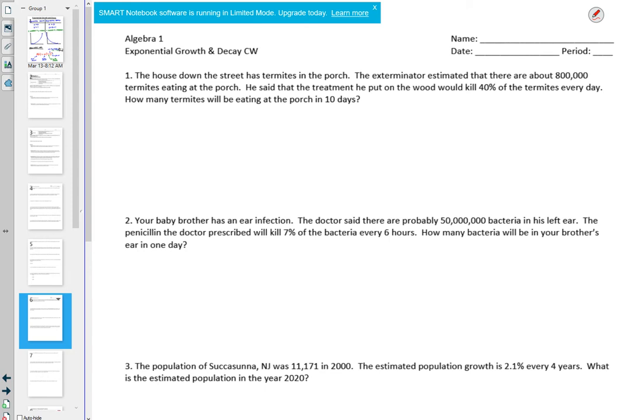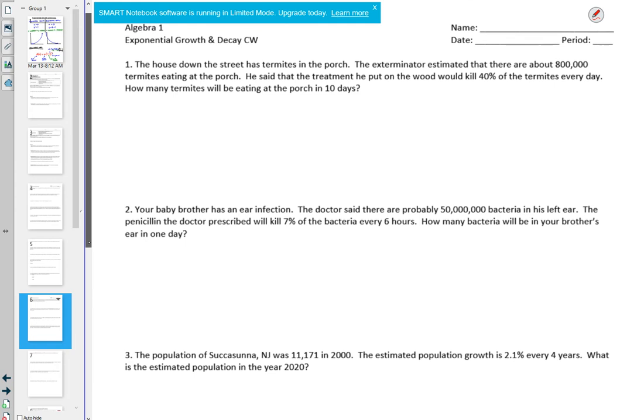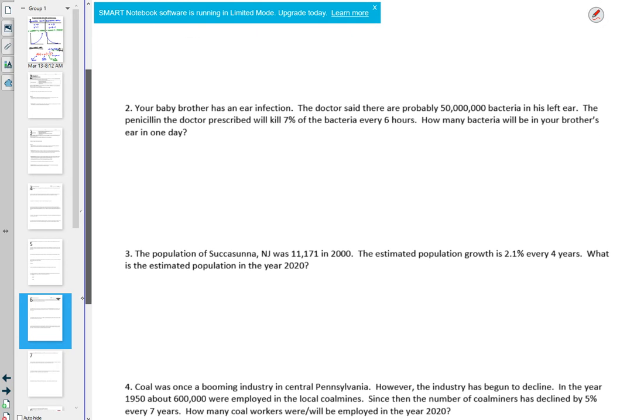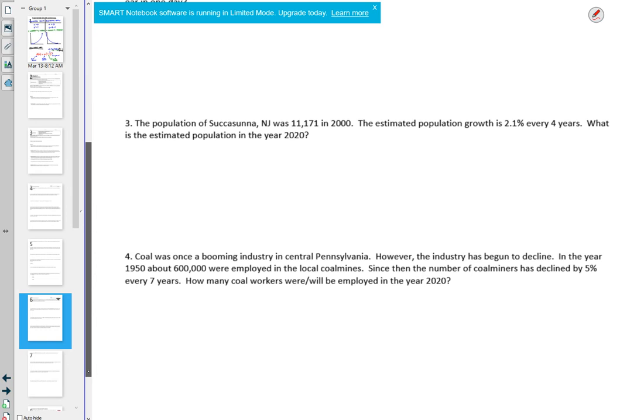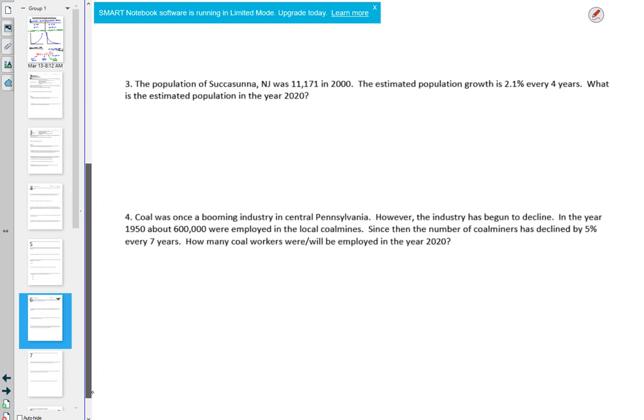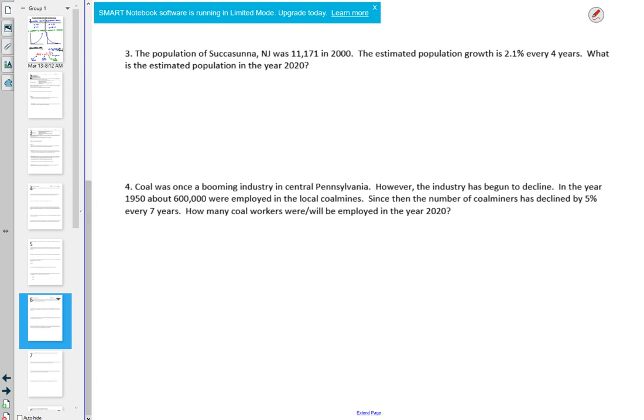So let's see, number 2 looks like it's bacterial. We've done bacteria. We've done population. Okay, let's do this one here. This probably looks like a population one, but it's different. It says workers instead of people. So let's do the coal one.